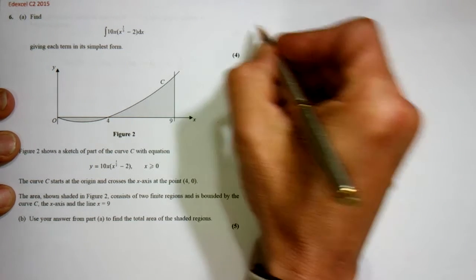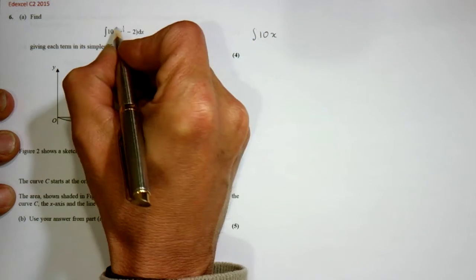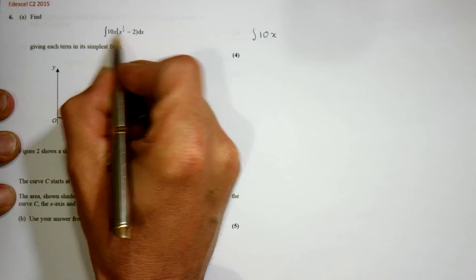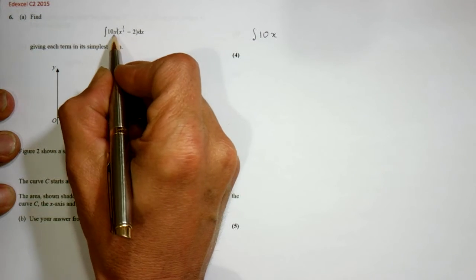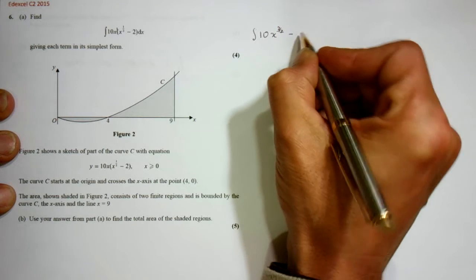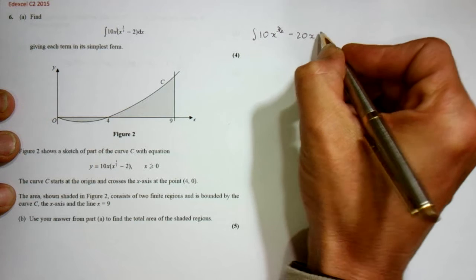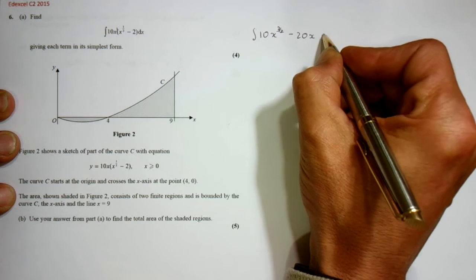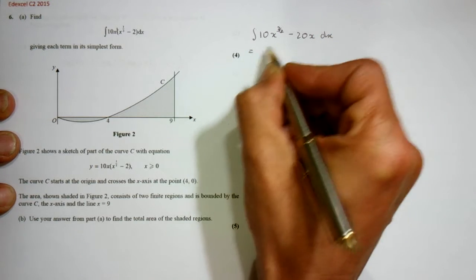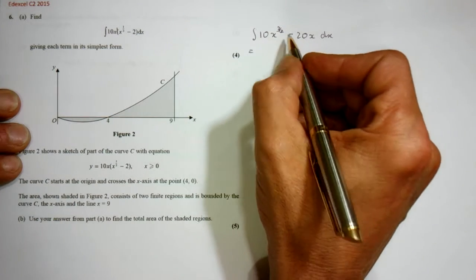So we're going to rewrite this as the integral of 10x. This is the power 1, look. So what do we do with the powers when we times 2 numbers together? Add the powers. 2 times 10 is 20, x to the power of 1 dx, and that's equal to, what do we do? Add 1 to the power, divide by the new power.